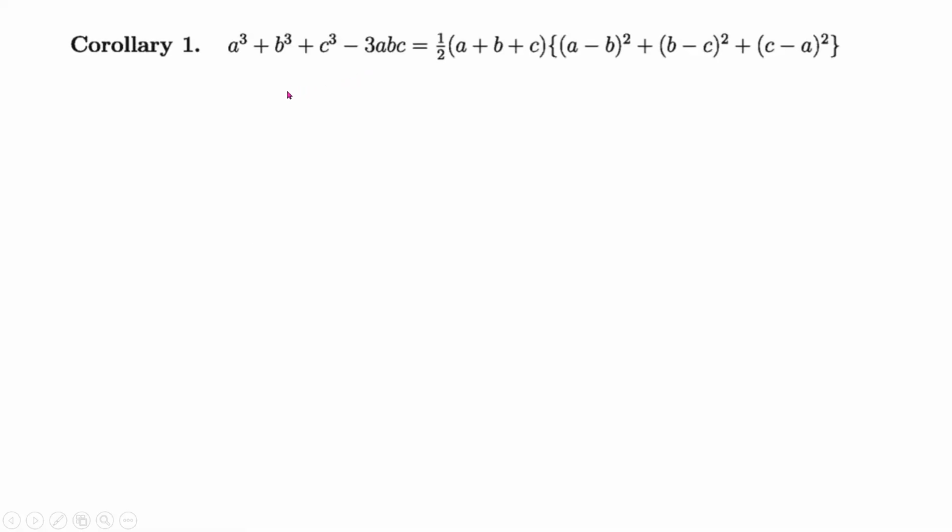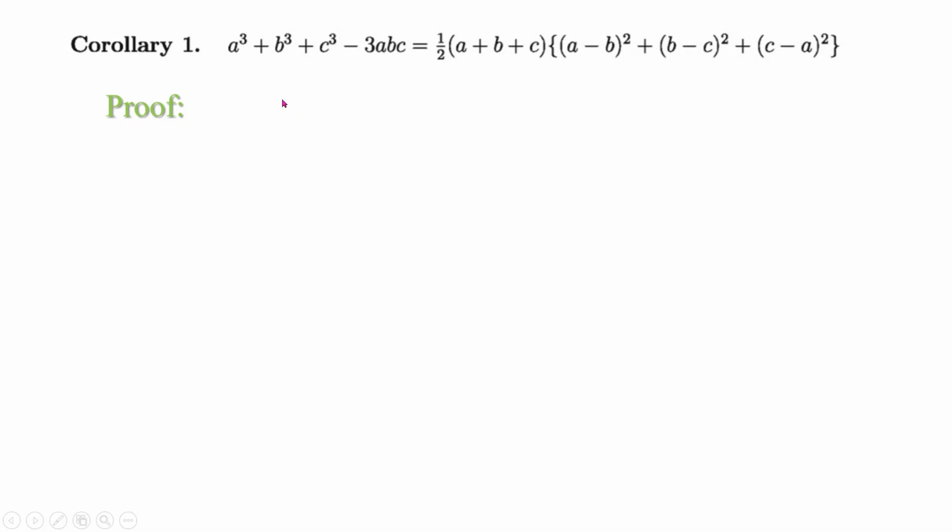Now corollary 1: a cube plus b cube plus c cube minus thrice abc is equal to half into a plus b plus c into a minus b whole square plus b minus c whole square plus c minus a whole square. It is also very easy to prove.